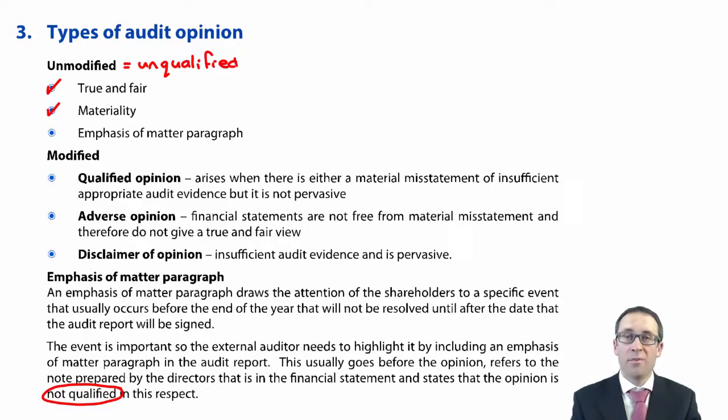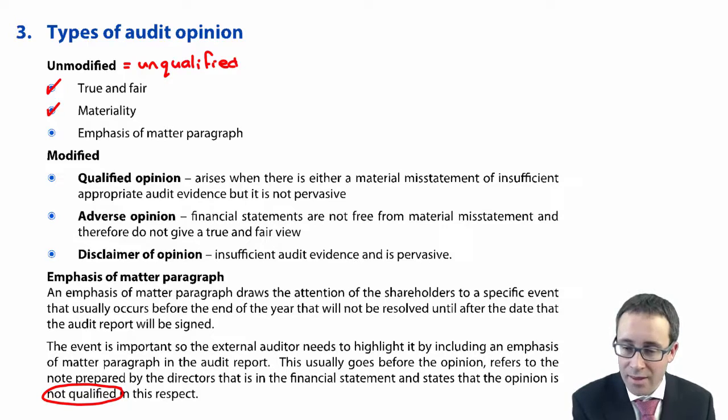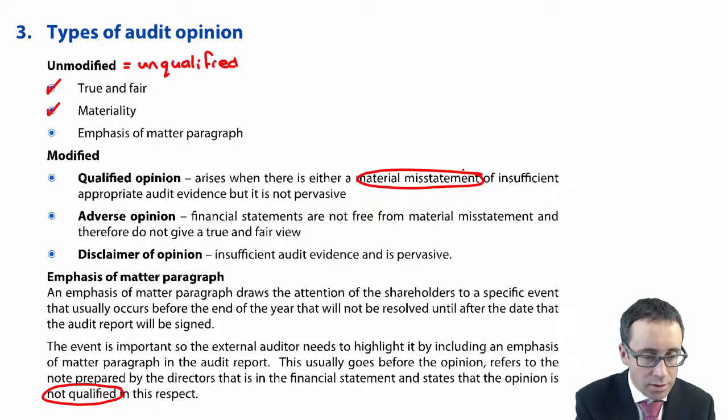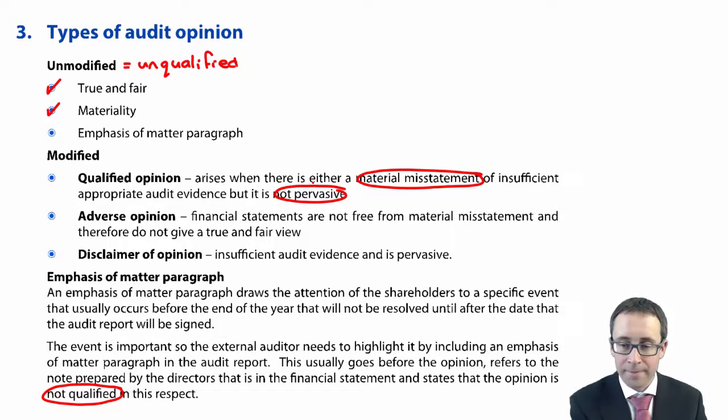Unmodified is whereby essentially there is a disagreement, okay? So a qualified opinion arises when there is either a material misstatement or insufficient appropriate audit evidence, and it is not pervasive, okay? So there's no material misstatement. So there is a material misstatement.